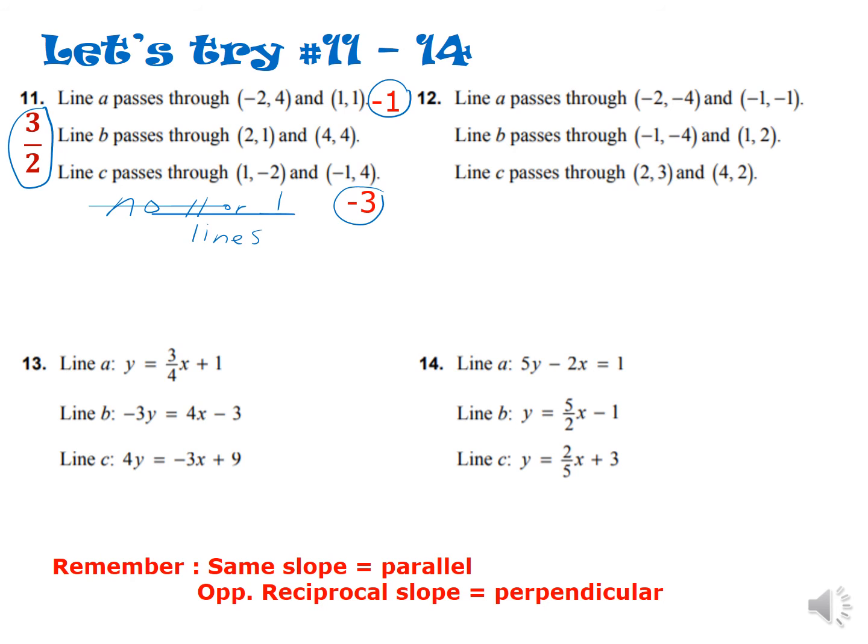All right, over here, let's look at these answers. And you can stop and work them out if you want. Okay, first thing I noticed, these have the same slope. So therefore, A and B are parallel.